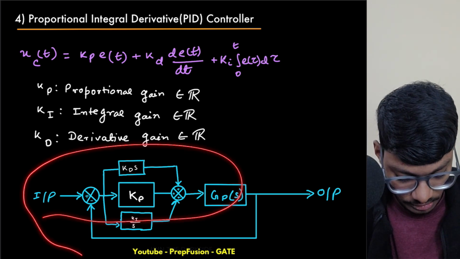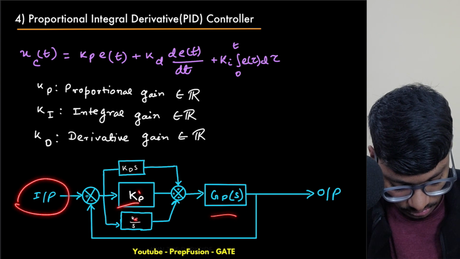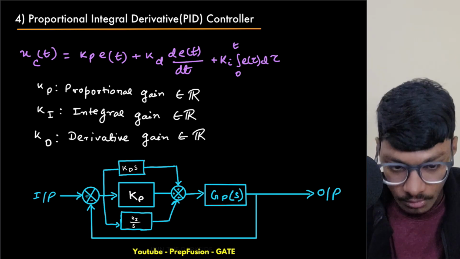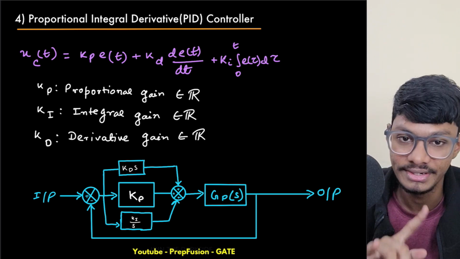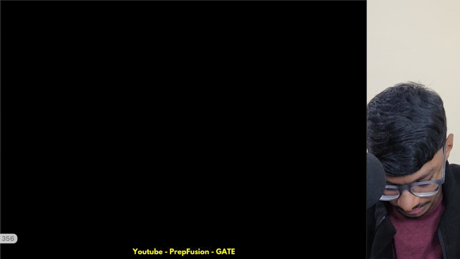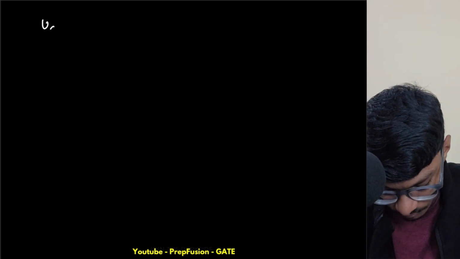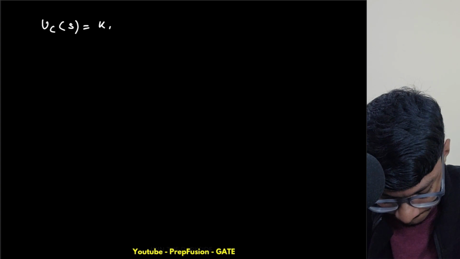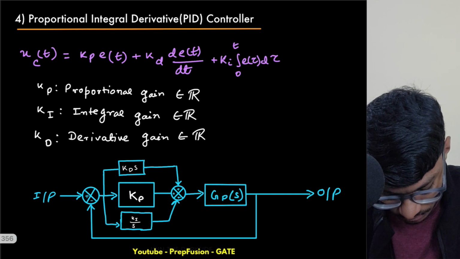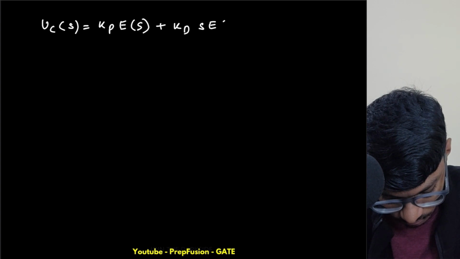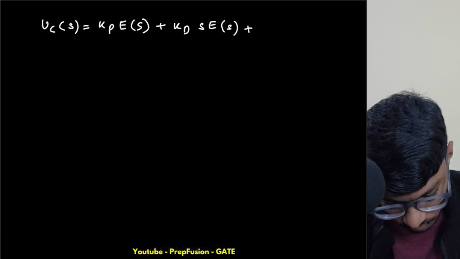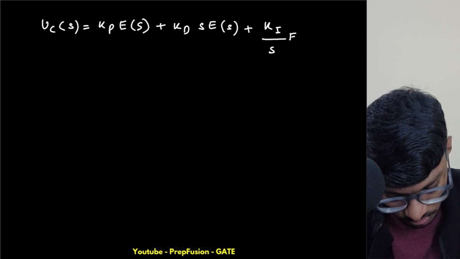Okay, and this is the block diagram basically: Gp, Kp, Ki, Kd, input and output. Now what we want to see is how many zeros or poles it introduces. So if I write this in the Laplace domain, UC of S equals KP E of S plus KD S E of S plus KI by S into E of S.